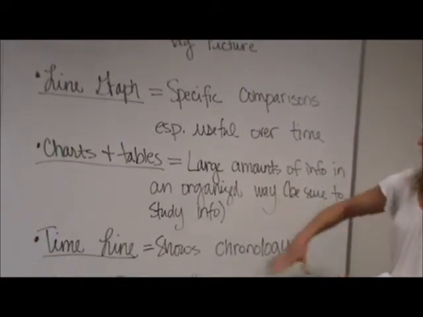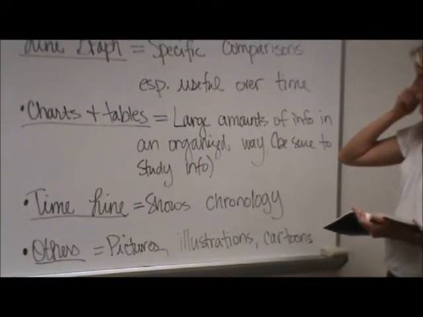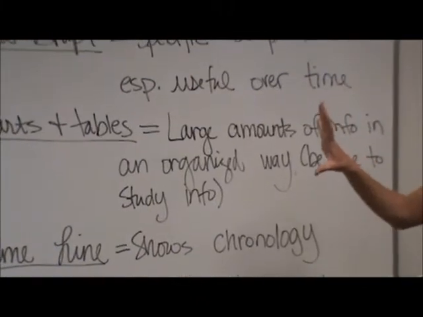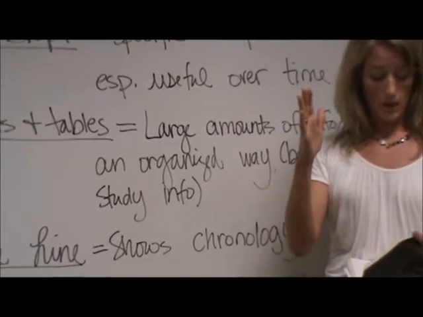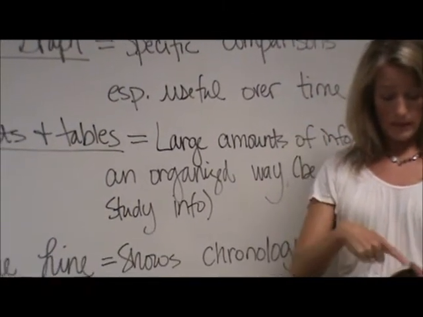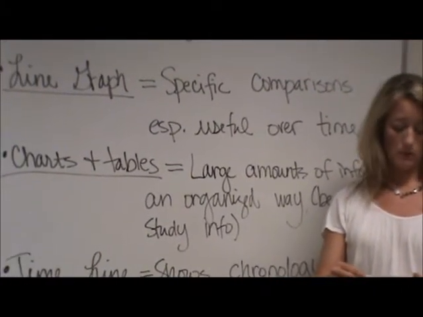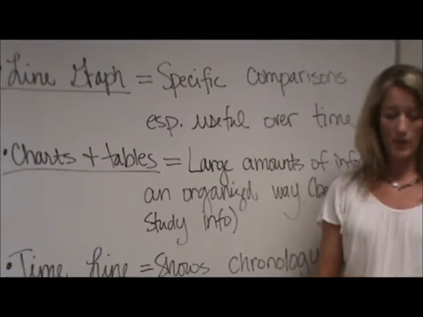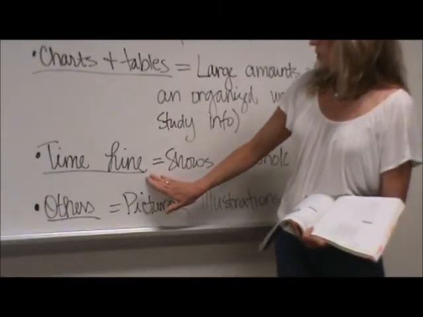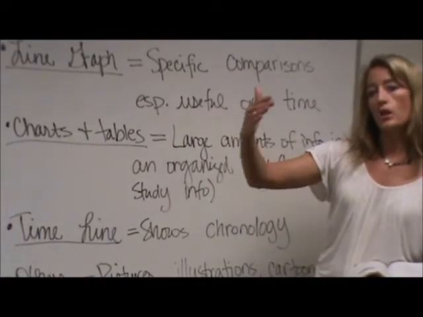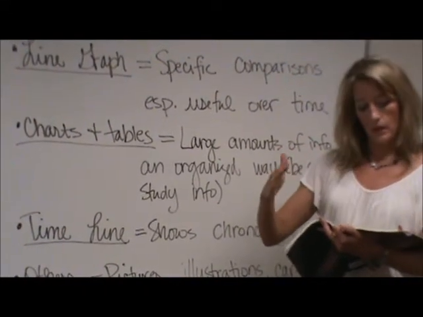The next type of graph is charts or tables. This is when you've got large amounts of information that are organized in a reasonable way so that you can understand it better. There's an example on page 239 about world vital events per time unit in 2003. We're going to talk about it in class, but I just want you to see the different types. Timeline, this is going to show the chronology of something as things change over time. For example, this is a world population timeline.